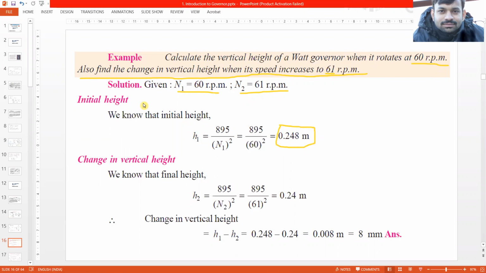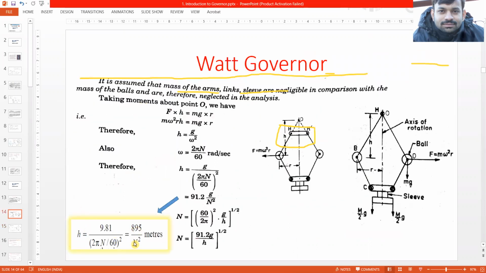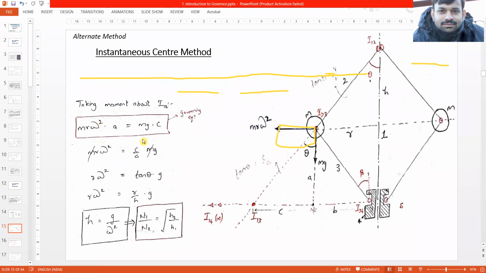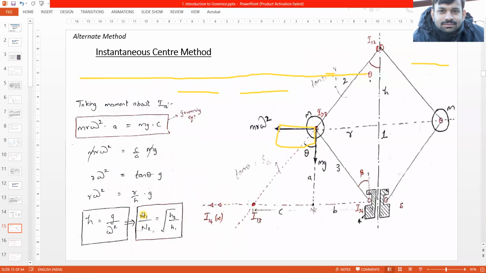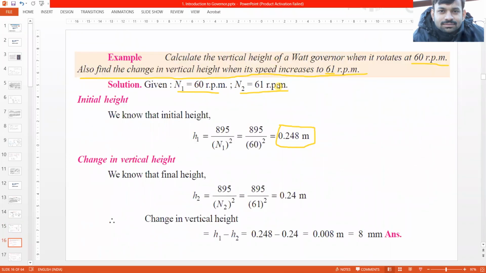All right, so pretty straightforward question. We can directly use this expression that height is equal to 895 upon n square if the value of n is given to us. Also, if something else is given, we can go by h is equal to g upon omega square. So remember these equations. Now, when the speed increases from 60 to 61, what will happen? Since we already saw that speed is inversely proportional to the height of governor, if the speed is increasing, the height will reduce.